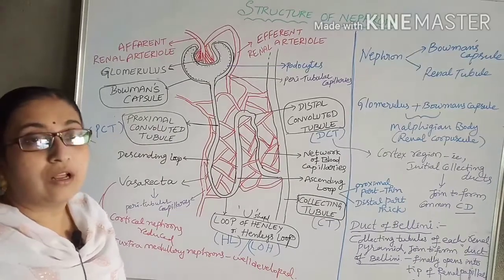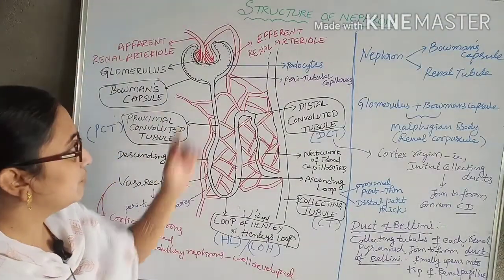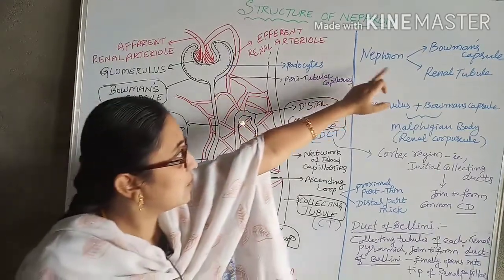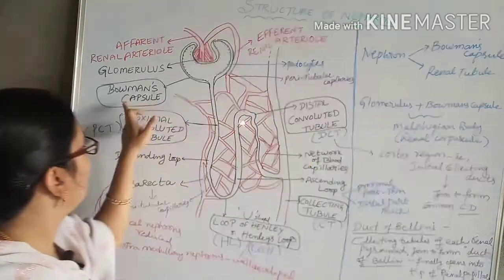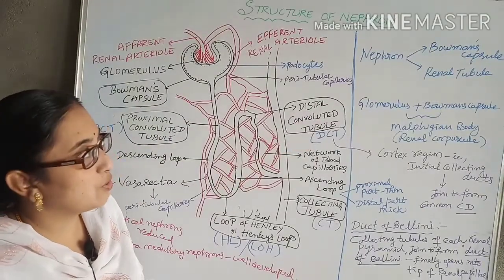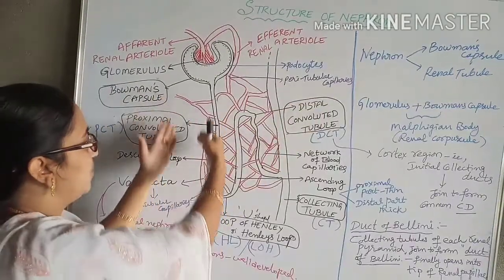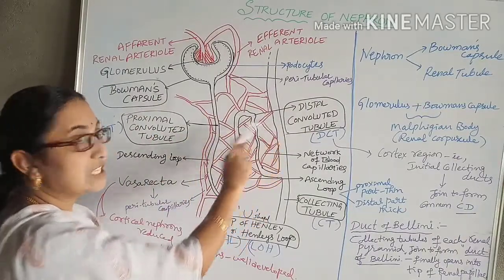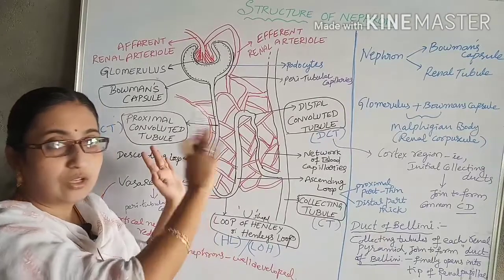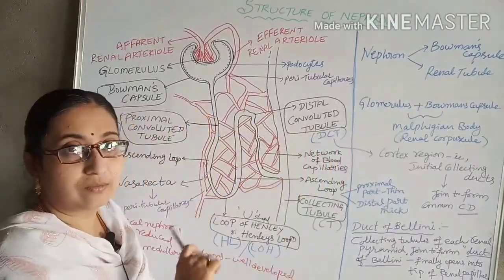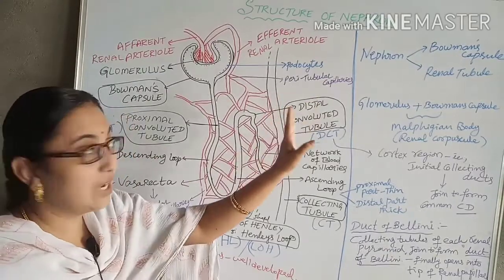Now we will discuss the parts in the nephron. So mainly the nephron consists of 2 parts, that is Bowman's capsule, and second one is the renal tubule. Okay, the renal tubule is nothing but the proximal convoluted tubule, loop of Henle, distal convoluted tubule and collecting tubule. So this whole part forms the renal tubule. Okay, so these are the 2 parts of the nephron.